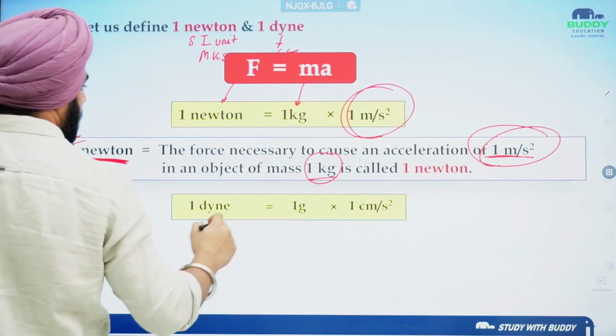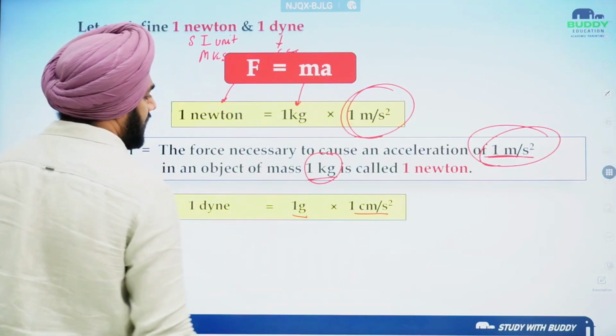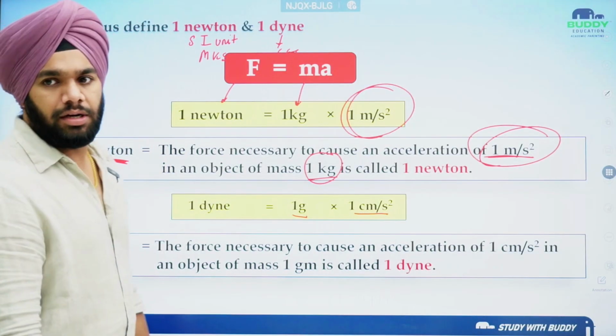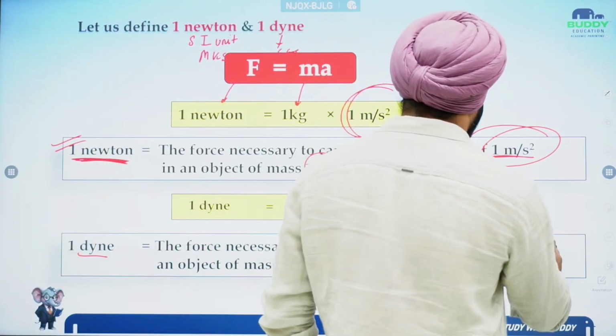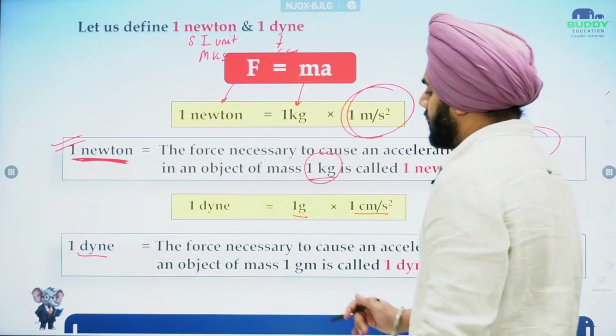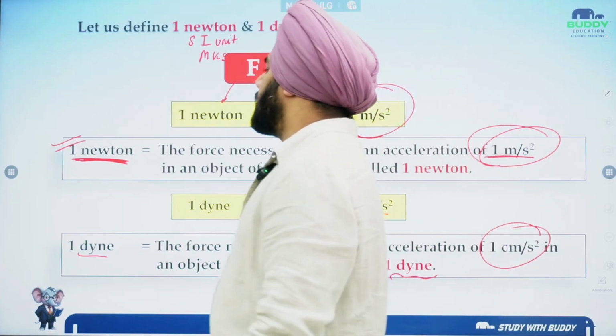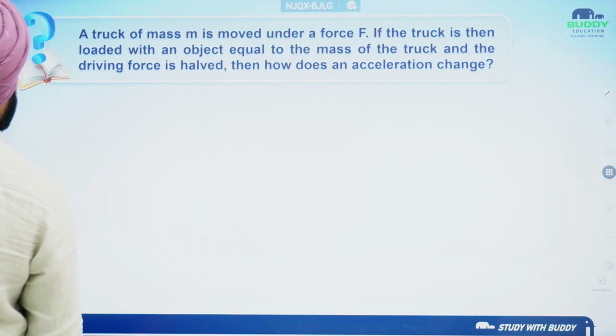And when we talk about 1 dyne, it is 1 gram centimeter per second square. So what is 1 dyne here? The force necessary to cause an acceleration of 1 centimeter per second square in an object of mass 1 gram is called 1 dyne. Okay, so let's solve this question.